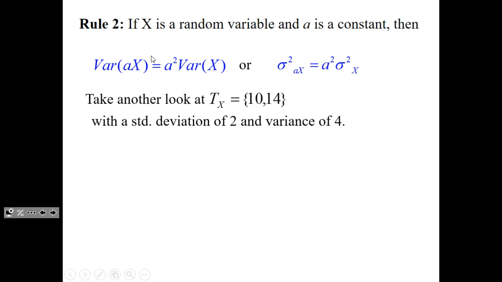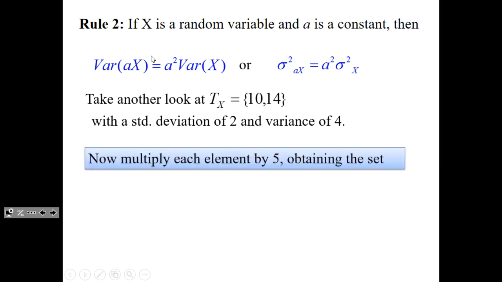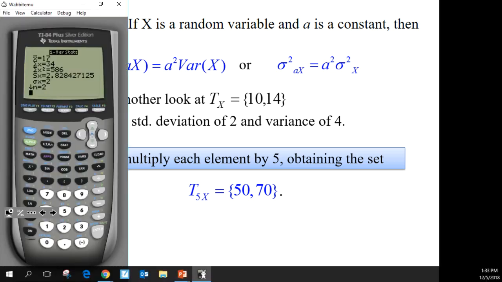So let's take another look. We've got our group 10 and 14. Standard deviation of 2 and 14. If I multiply everything in that set by 5, we get this new set, 50 and 70. Let's try this inside our calculator, see what we get. So I go up here to stat. Stat, edit. We have 50 and 70.